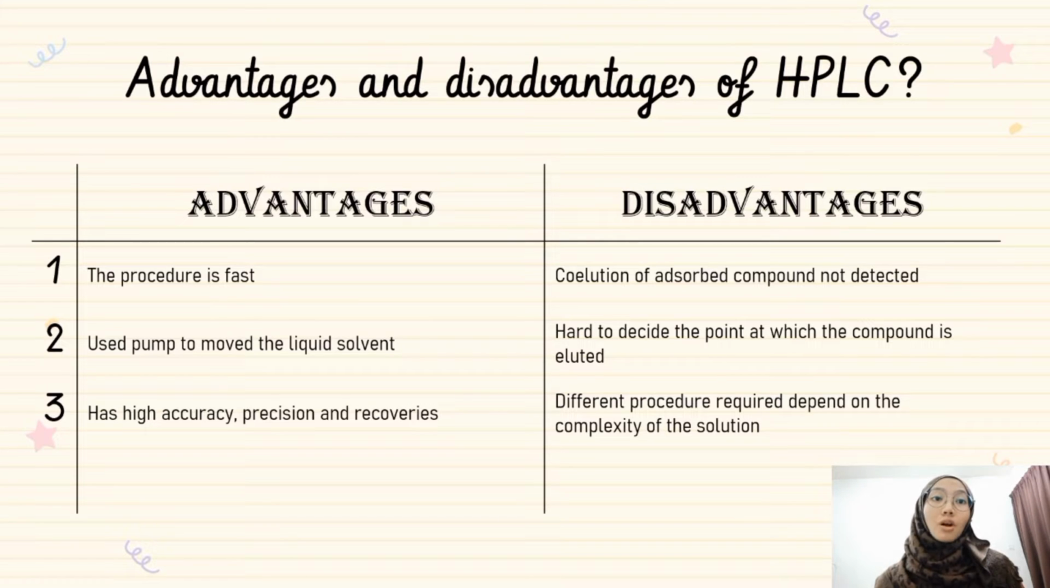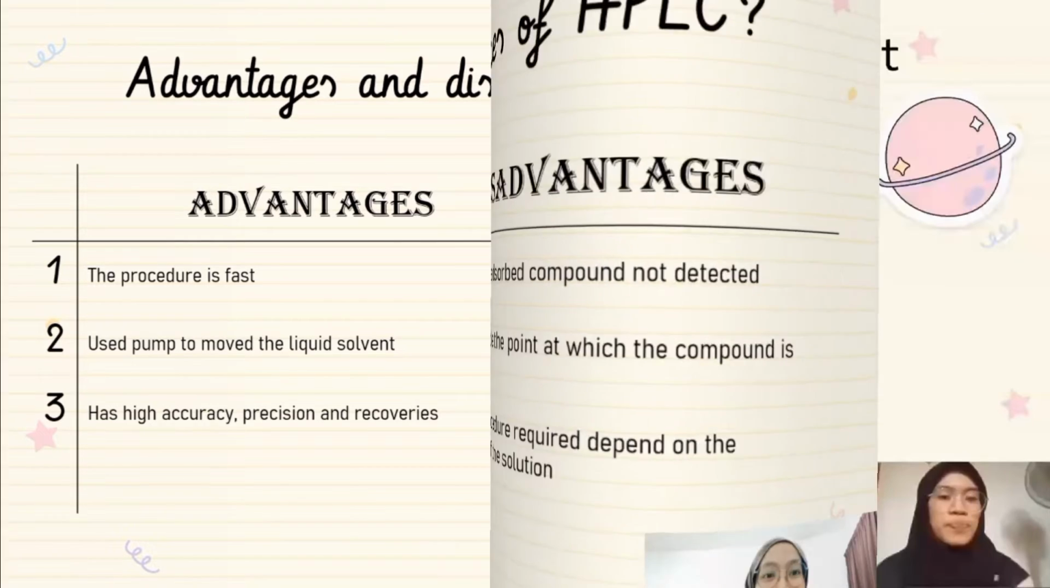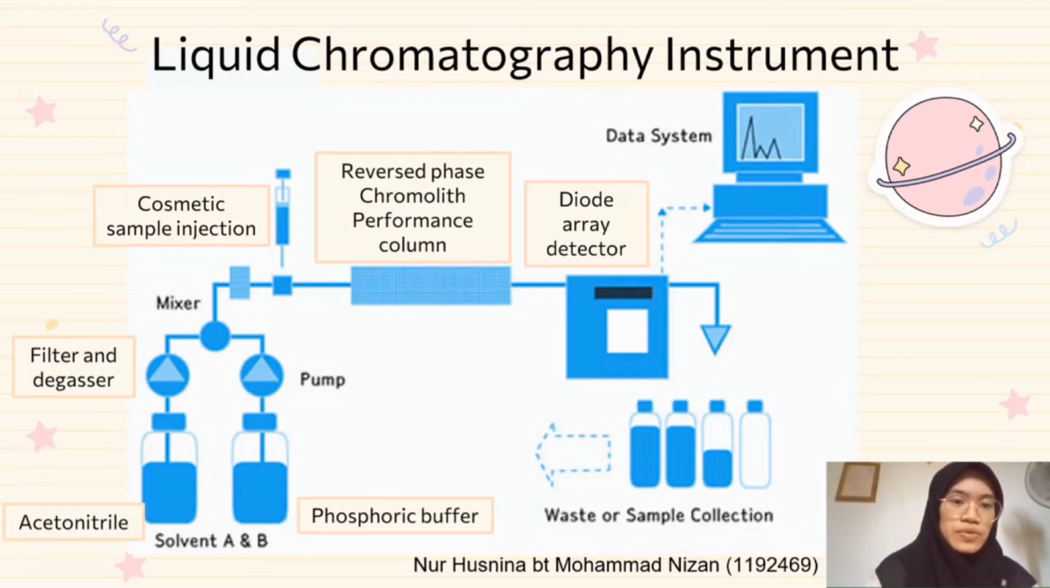While the disadvantages of liquid chromatography are: first, the coelution of adsorbed compounds is not detected when two compounds are eluted at the same time. And second, different procedures are required depending on the complexity of the compound. We use liquid chromatography to separate the preservative substances in cosmetic products.